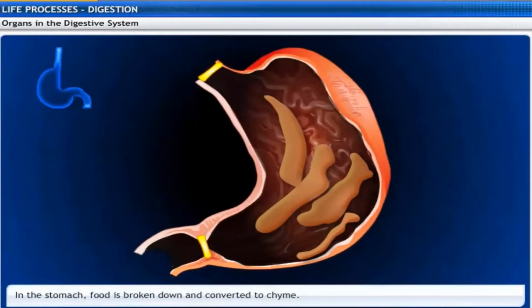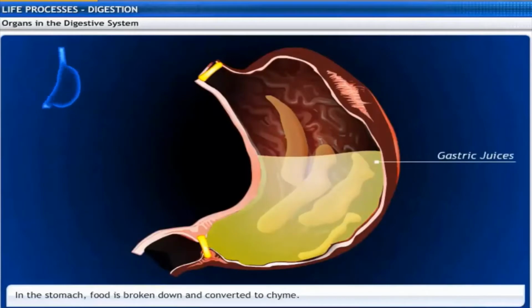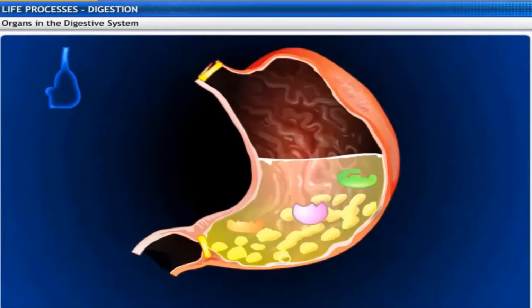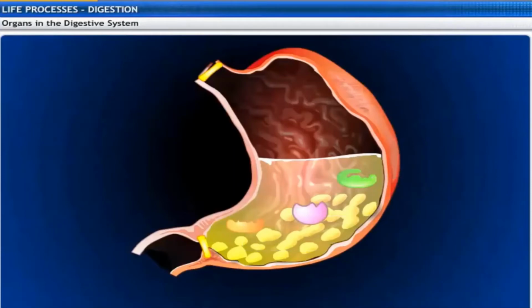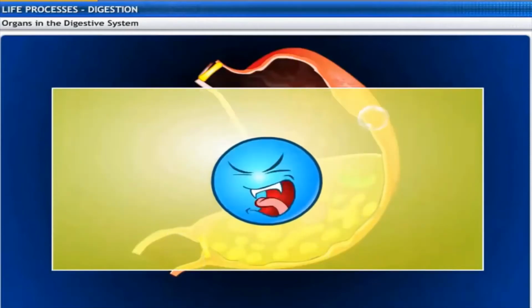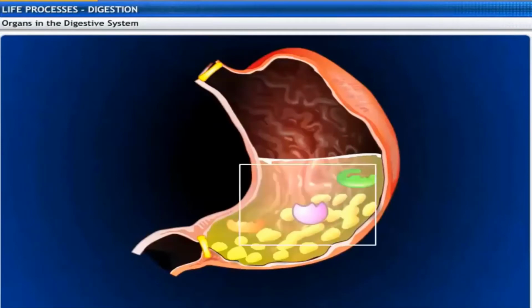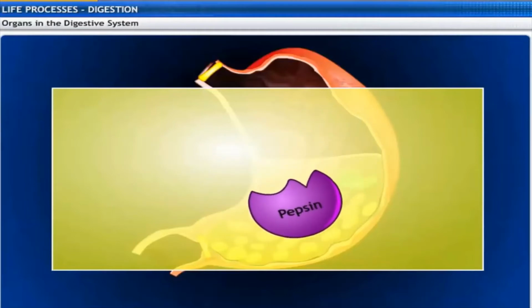The muscular walls of the stomach help in churning and mixing the food thoroughly with the gastric juices to break it into smaller pieces. These gastric juices contain chemicals like hydrochloric acid and enzymes like pepsin, renin, and lipase. Hydrochloric acid kills any germs that may have entered along with the food. It also creates an acidic medium which activates the enzyme pepsin.